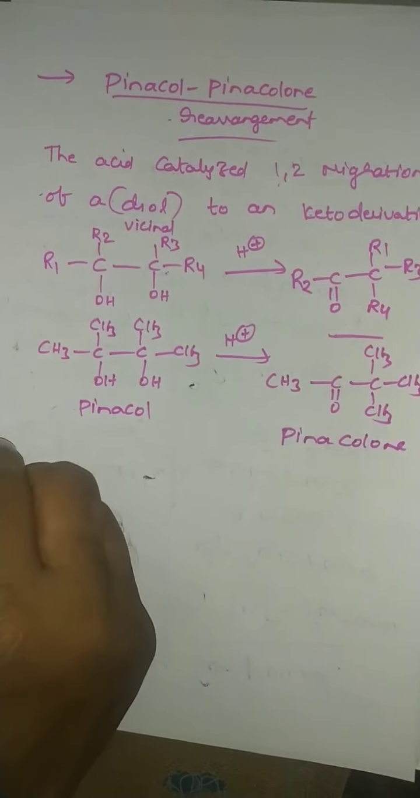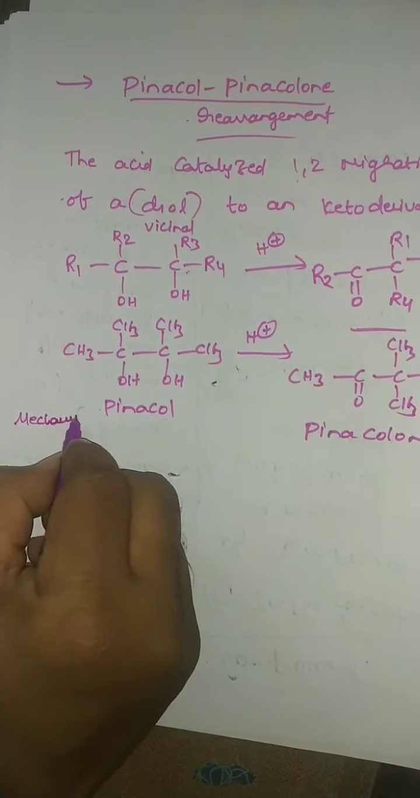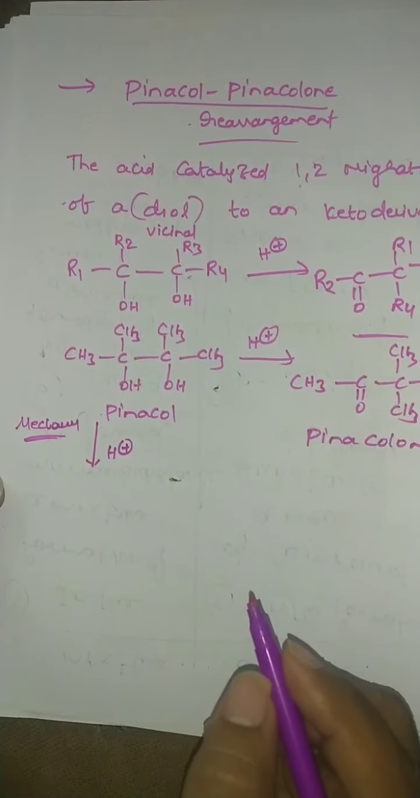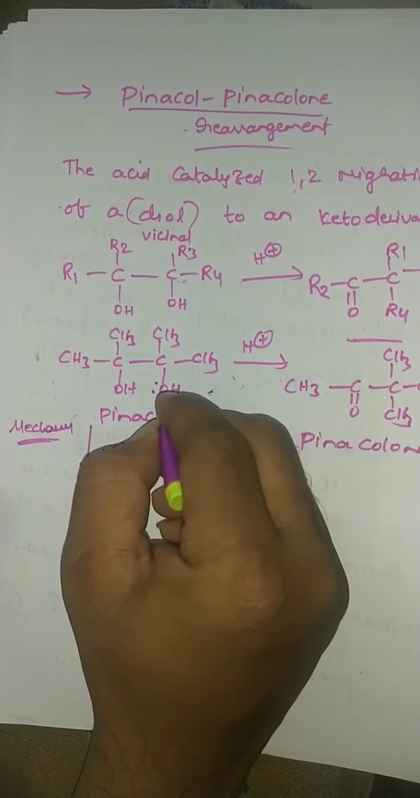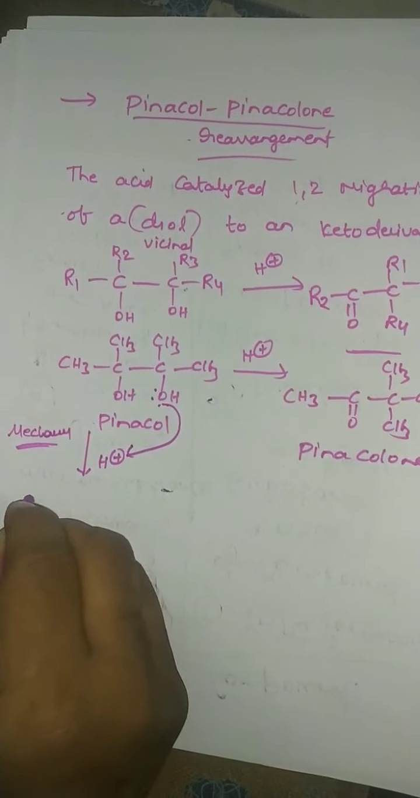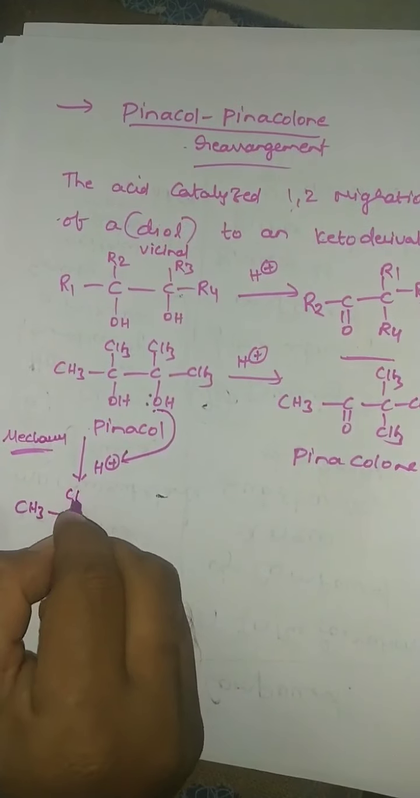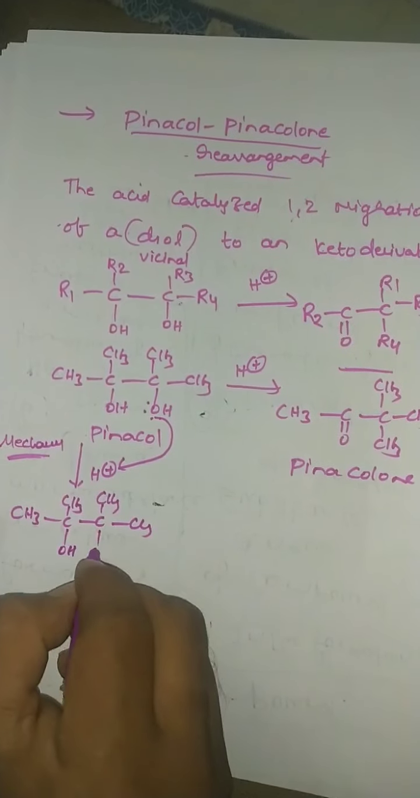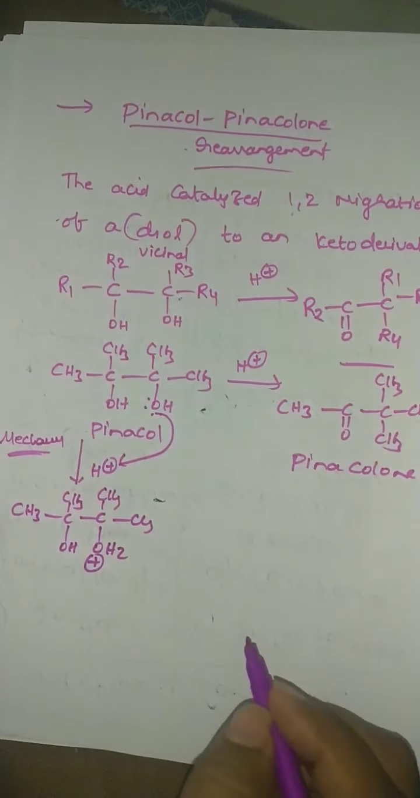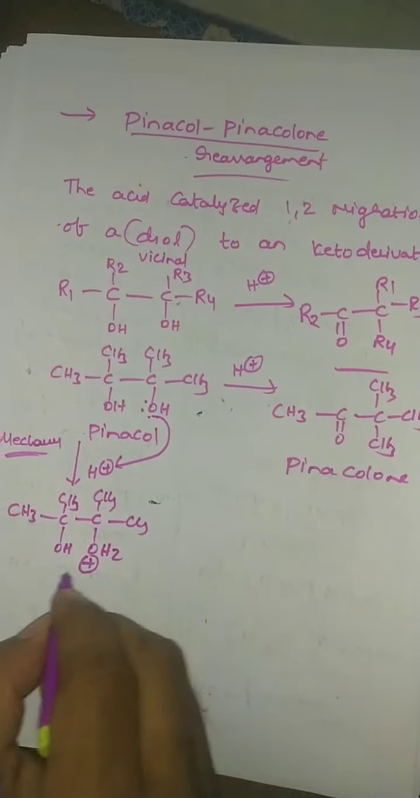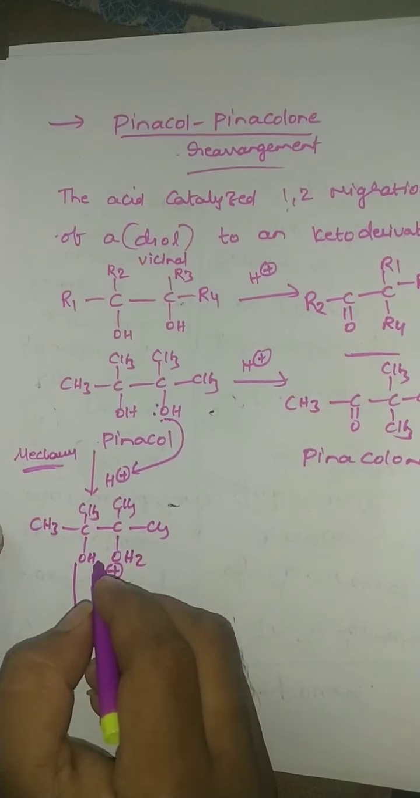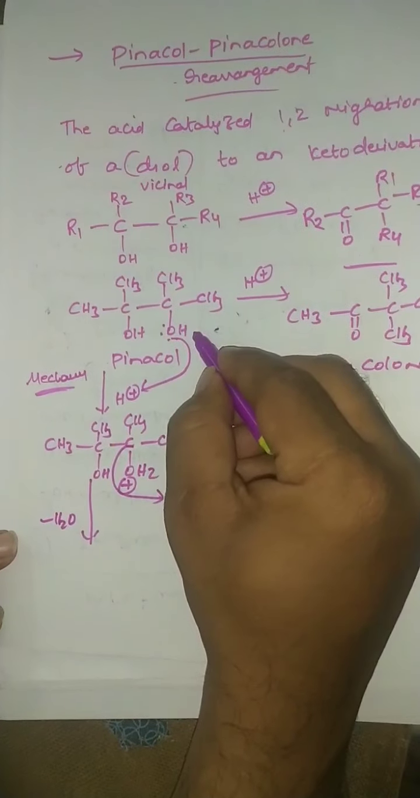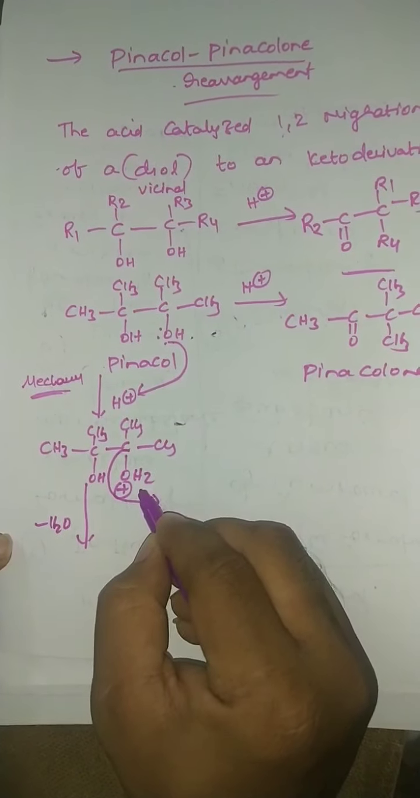So here the mechanism is very easy. See, in the presence of first H+, what happens? In the presence of H+, protonation takes place. So what are you going to get? CH3. So here OH2+. So protonation takes place. Next step, what happens, students? In the next step, a water molecule is eliminated. The OH group turns into OH2+. OH2+ is a good leaving group.